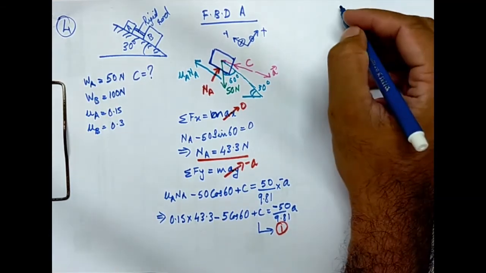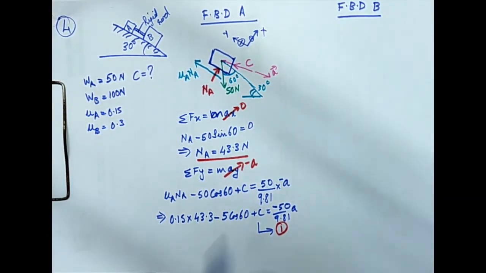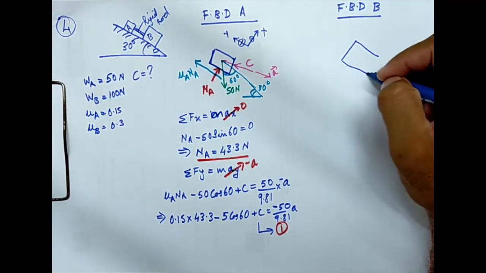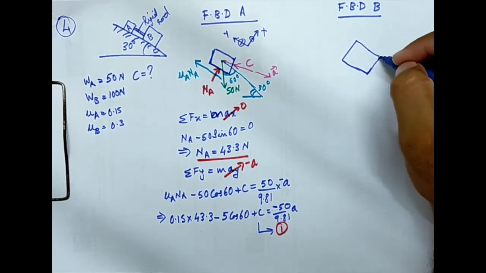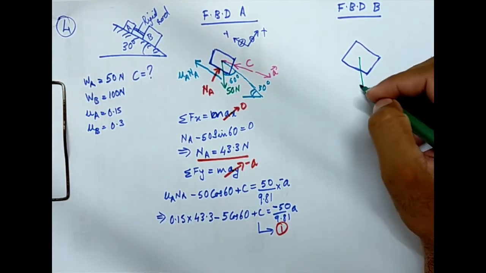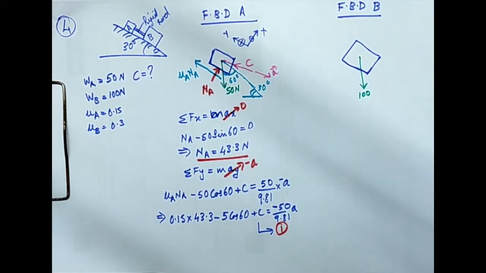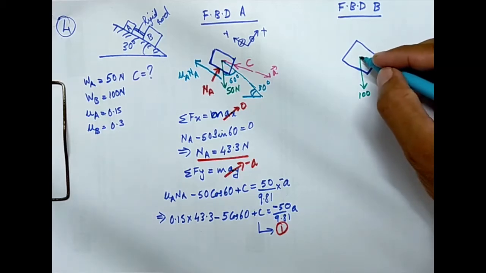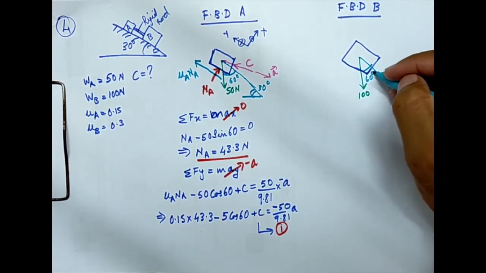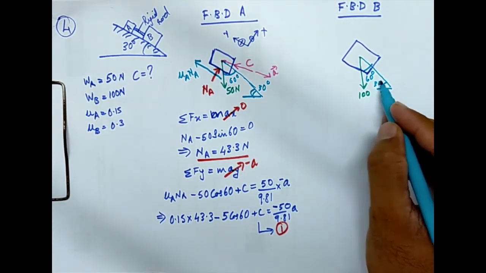To get the second equation, I can plot the free body diagram of B. So I'm plotting the free body diagram of B. So this is the block B. The weight of the block is acting downward. The weight of the block is 100 Newton, and it is making an angle just as before. We have seen this. This is 60 degree, as this angle is 30 degree.